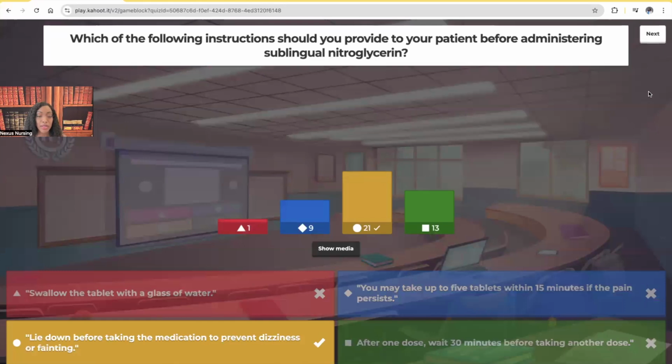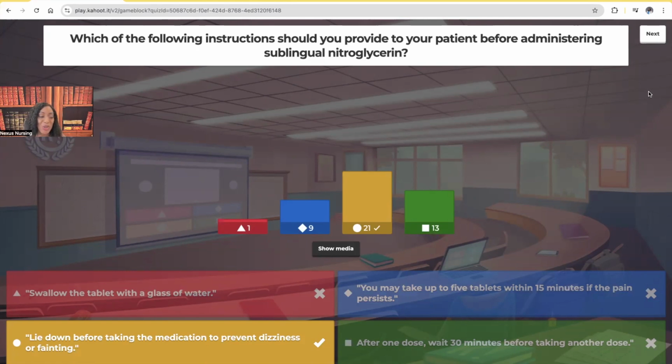Okay, so let's talk about it. Most of you guys got the correct answer. Lie down before taking this medication to prevent dizziness or fainting. So, nitroglycerin, what's the action of this drug? Vasodilation, right? So with that vasodilation, the patient can have orthostatic hypotension. This is a safety issue. We don't want them to pass out. We don't want them to fall.